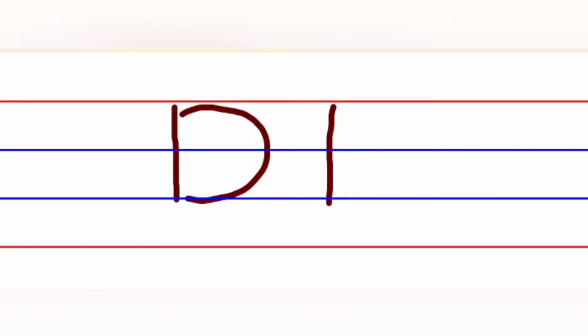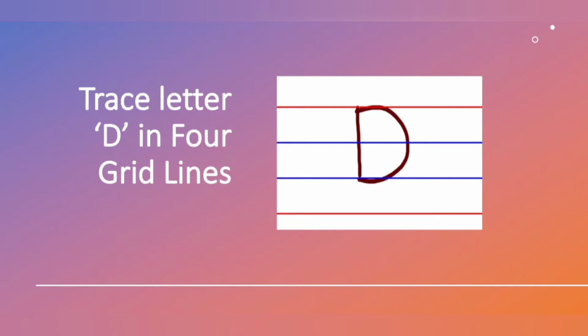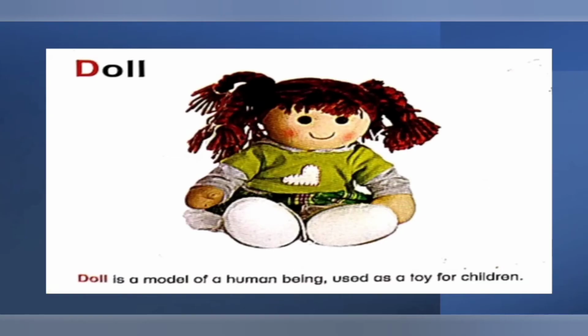Now I will show how to write in the 4 lines grid. That means in the English notebook. In the first 3 lines you have to write the standing line and the right curve also in between the first 3 lines. Again, standing line in the first 3 lines and the right curve also in the first 3 lines. That means from the start and end of the standing line. This is for your reference. You practice after this class. That's the capital letter D, how to write it.